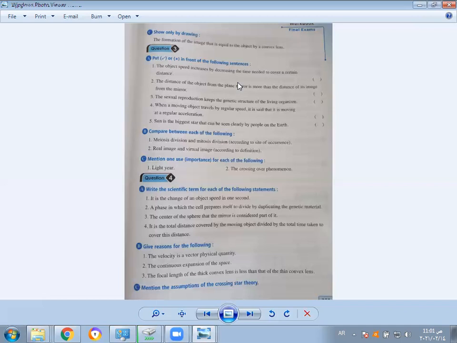Number 2, real image and virtual image according to the definition. Real image is the image that can be received on a screen, but virtual image is the image that can't be received on a screen.